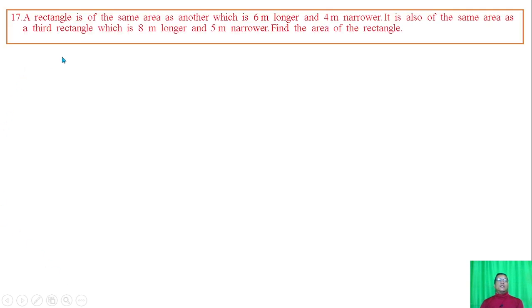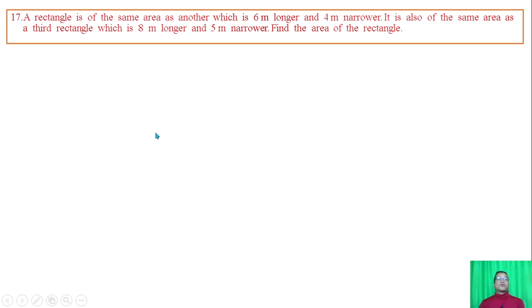17. A rectangle is of the same area as another which is 4 meter longer and 4 meter narrower. It is also of the same area as a third rectangle which is 8 meter longer and 5 meter narrower. Find the area of the rectangle.